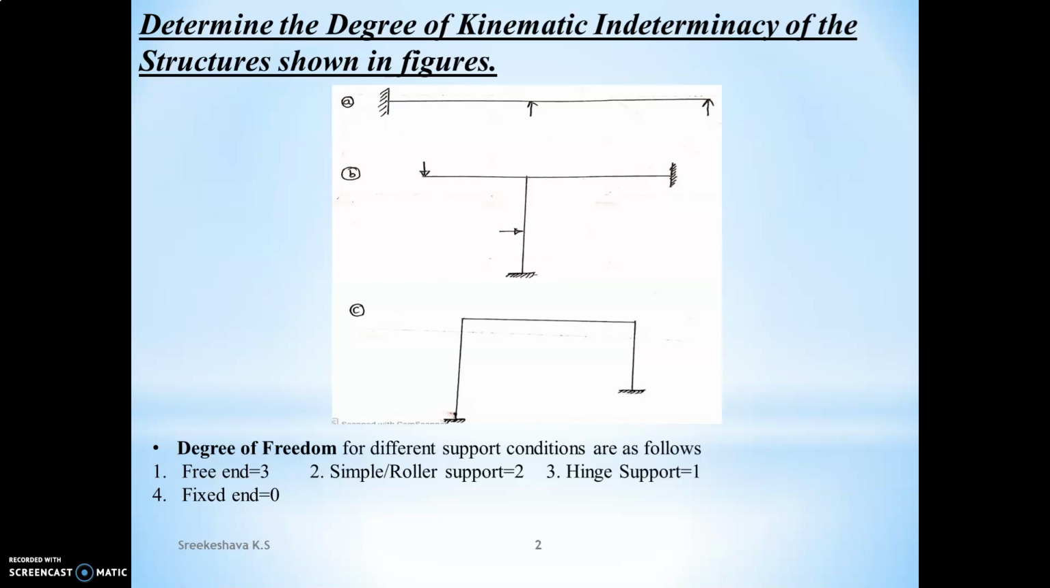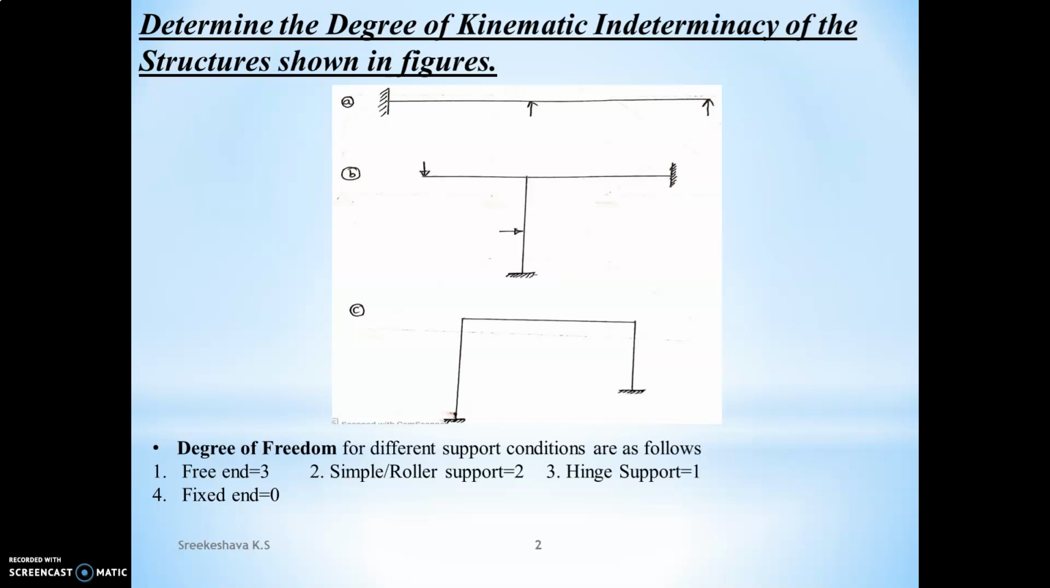The reactions prevent the displacements. So with respect to reactions, we have to observe each and every joint and then count the possible displacements. If you are having a free end, the degree of freedom is 3. The free end can move in x direction, it can move in y direction, or it can rotate, because it is not having any kind of support.